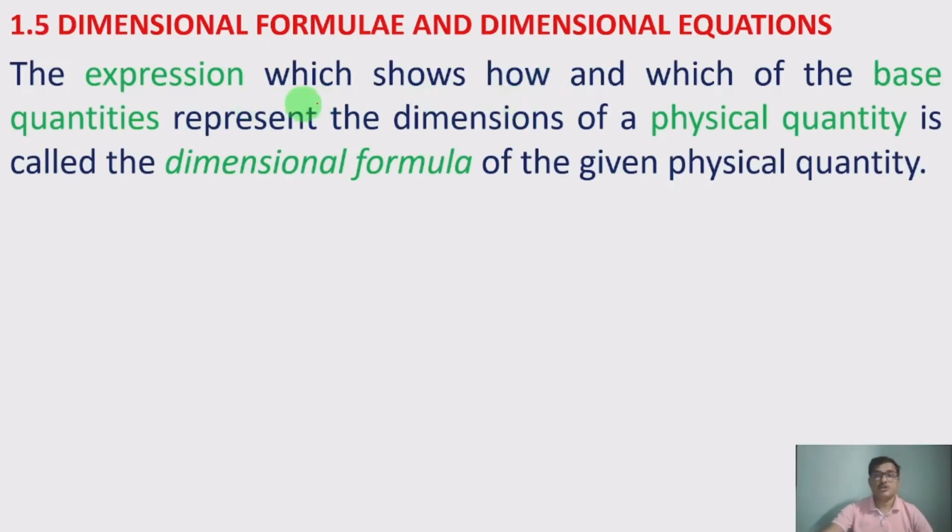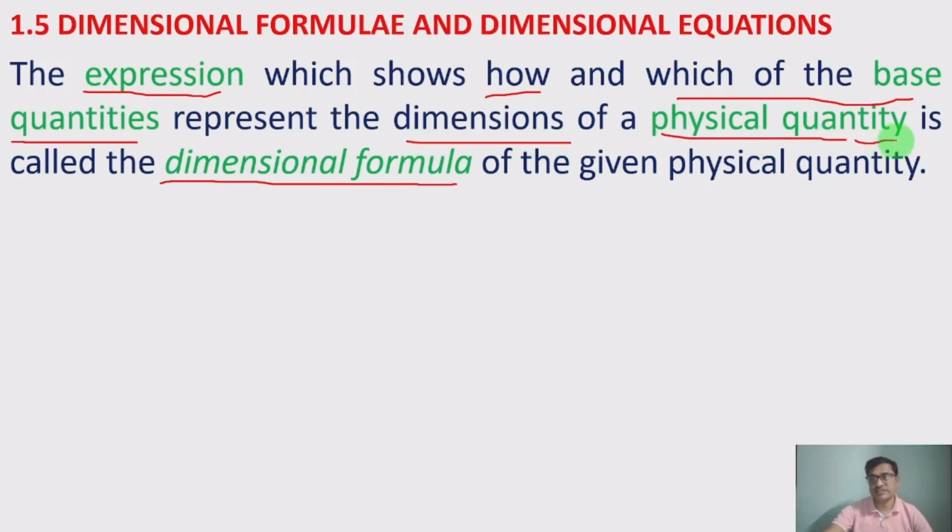The expression which shows how and which of the base quantities represent the dimensions of a physical quantity is called the dimensional formula. Here the expression which shows how and which of the base quantities represent the dimensions of any physical quantity, that is, a derived physical quantity, is called the dimensional formula of that given physical quantity.